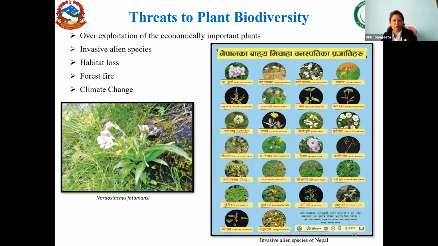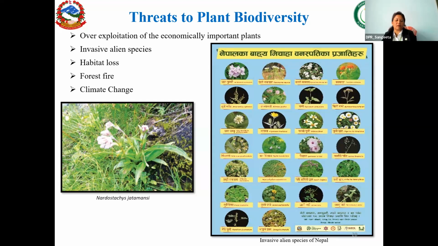So these are a few of the threats which I think are most important for the conservation of plant biodiversity in Nepal. First is the overexploitation of the economically important plants. We are overexploiting the economically important species. That's why some of our species have gone under the endangered list, some are on the commercially threatened list, some are vulnerable. All the economically important plants are now decreasing in number, and their conservation is a must.